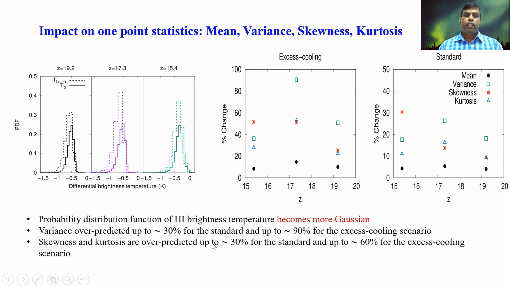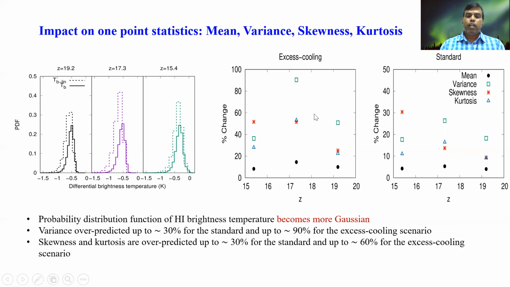Then we also looked at the probability distribution function of Tb and found out that if we use the exact equation, the probability distribution function becomes more Gaussian. So the non-Gaussianity is somehow reduced. Then we also looked at one-point statistics and found out that the variance is over predicted by 30% and 90% in the standard and excess cooling scenarios respectively. We found similar numbers for the skewness and kurtosis.